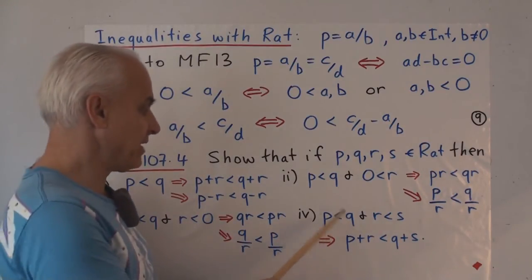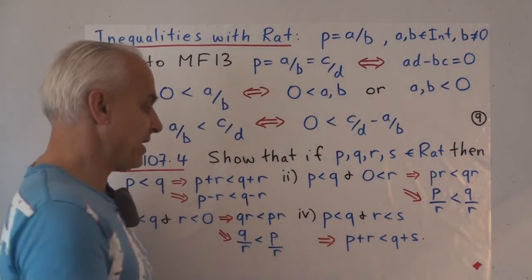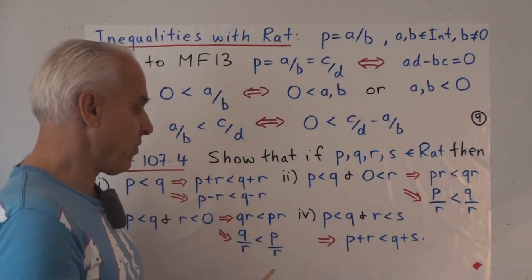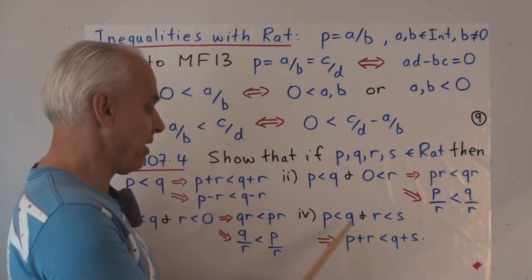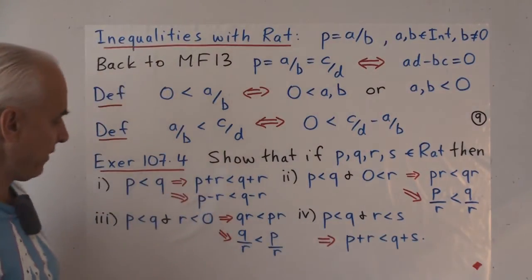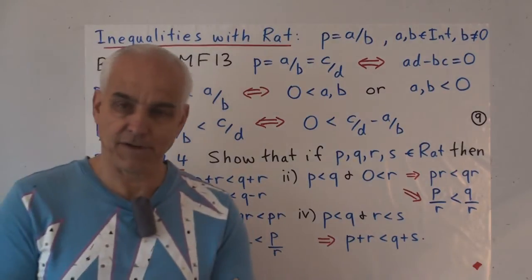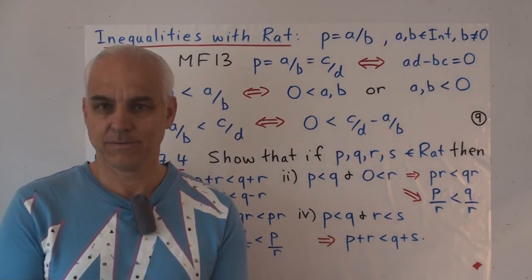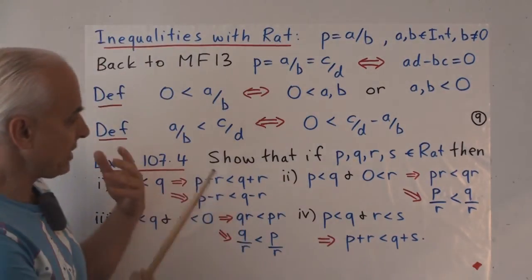And then, given p less than q and r less than s, we can add those two inequalities to get p plus r less than q plus s. And very likely there are a few more that I haven't thought up here. So I don't want to minimize the importance of this.